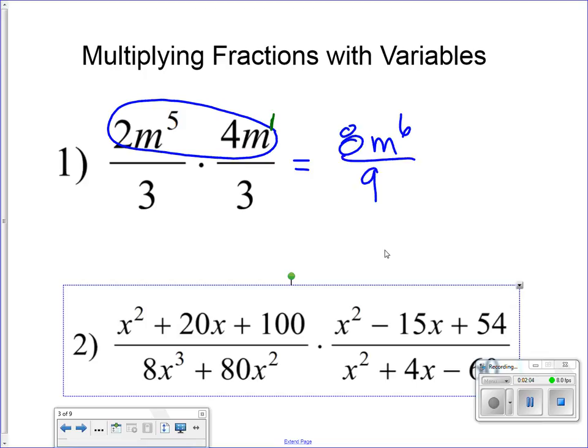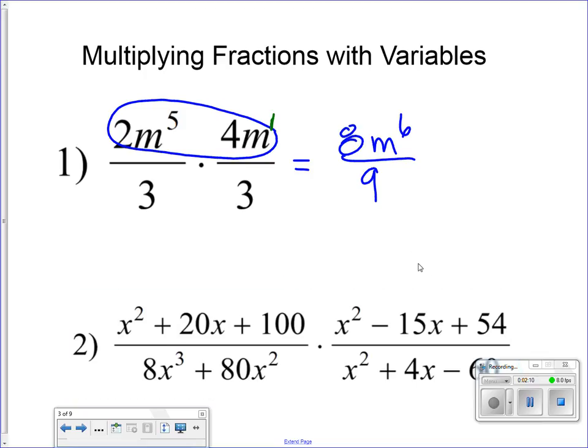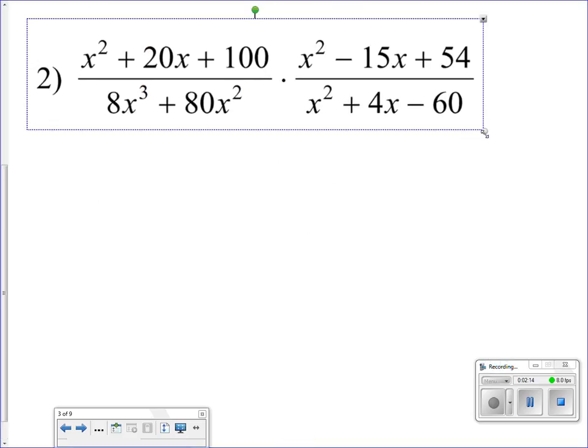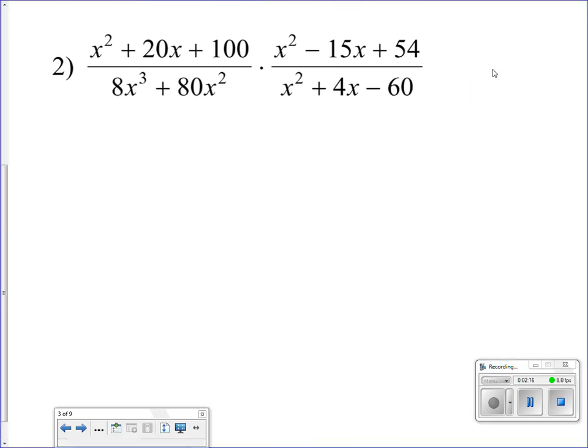So there is a nice simple problem, but as you see below, number 2, these problems are not always so nice and simple. So let's look at number 2. All right, I really don't want to multiply all of that. It looks pretty big and scary. So what I'm going to do instead is factor, see if I can make this look a little less intimidating. So starting with the first fraction, x squared plus 20x plus 100.